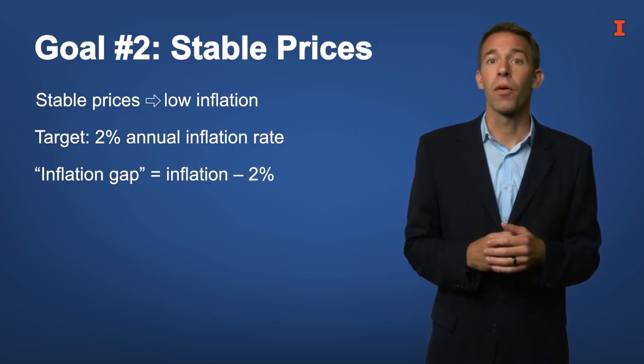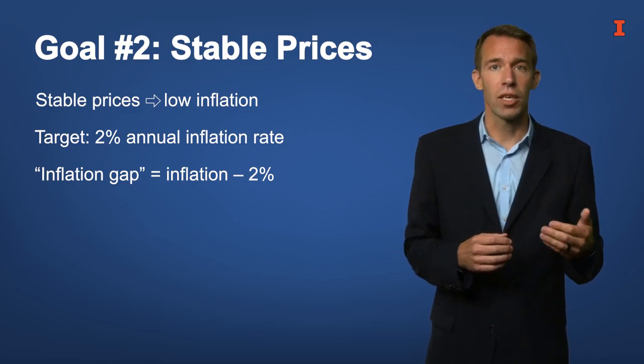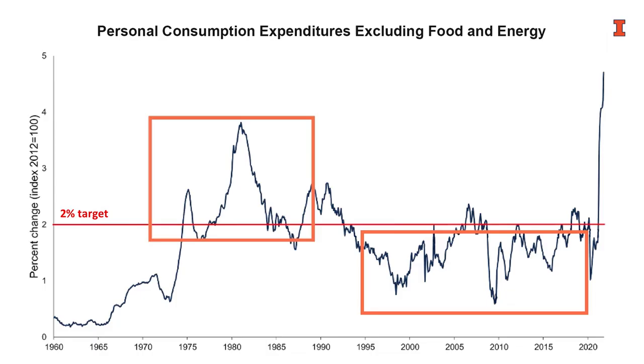Just as with the output gap, we can calculate an inflation gap. This measures how much inflation differs from the central bank's 2% target rate. This graph shows you the annual growth rate of personal consumption expenditure. This is a measure of consumer price inflation. We can see that inflation was above the 2% target in the 1970s and 1980s. On the other hand, from the mid-1990s through 2020, inflation was consistently below 2%.